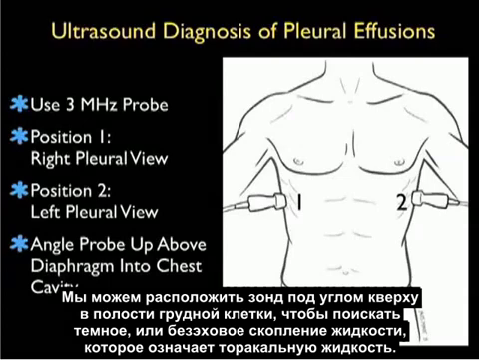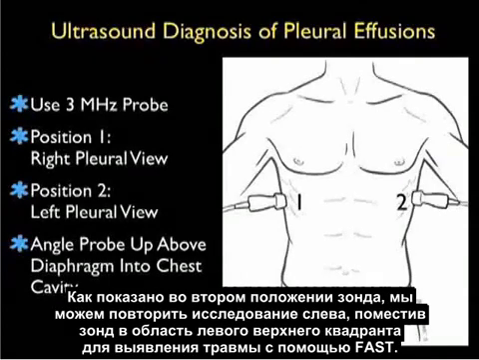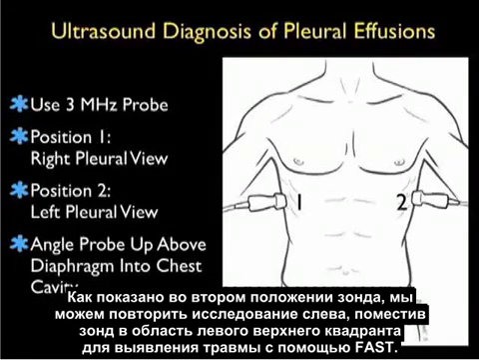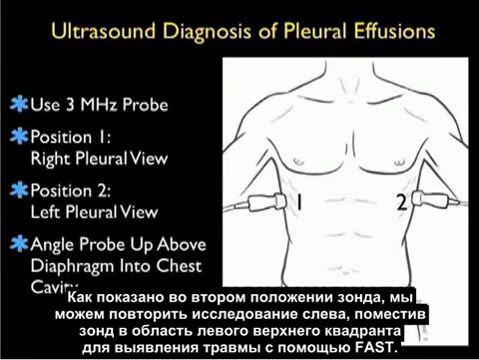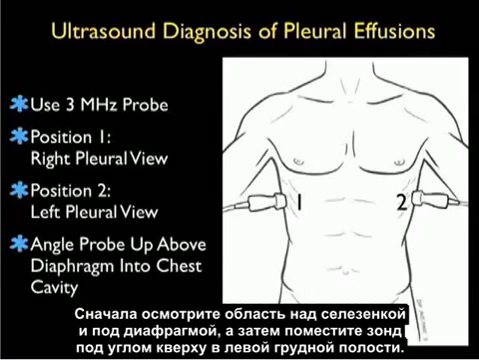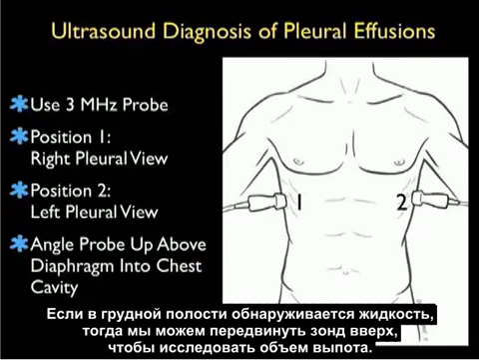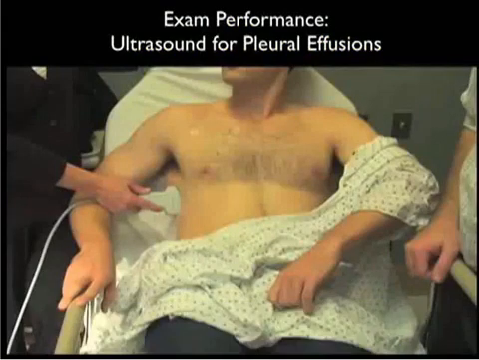signifying thoracic fluid. We can repeat the exam on the left side as shown in probe position 2, placing the probe into that area of the left upper quadrant trauma FAST view. Look first into the area above the spleen and below the diaphragm, and then angle the probe upwards into the left thoracic cavity. If fluid is seen within the thoracic cavity, we can then move the probe upwards to investigate the extent of the effusion.